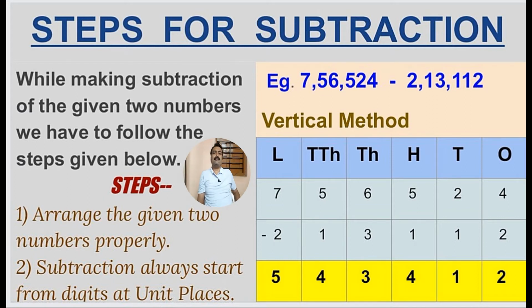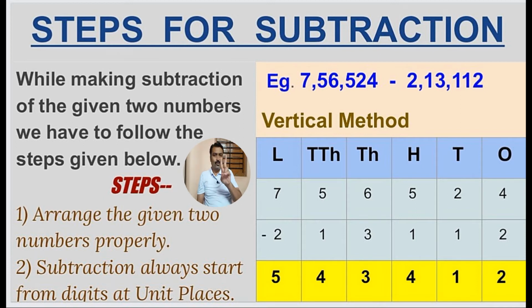Now after making the proper vertical arrangement, we are going to start the subtraction from the ones place. So look at the ones place. We have to do the subtraction 4 minus 2 in this way. 4 minus 2, that is an easy subtraction. We got the answer as 2. So from 4 we remove 2, and the remaining is 2 only. That's why we write 2 here.